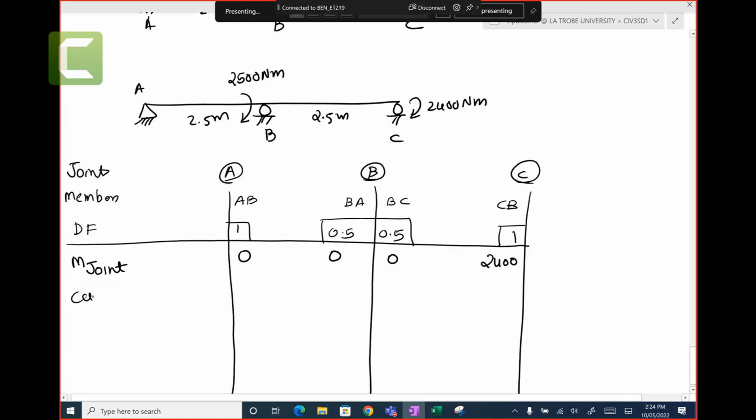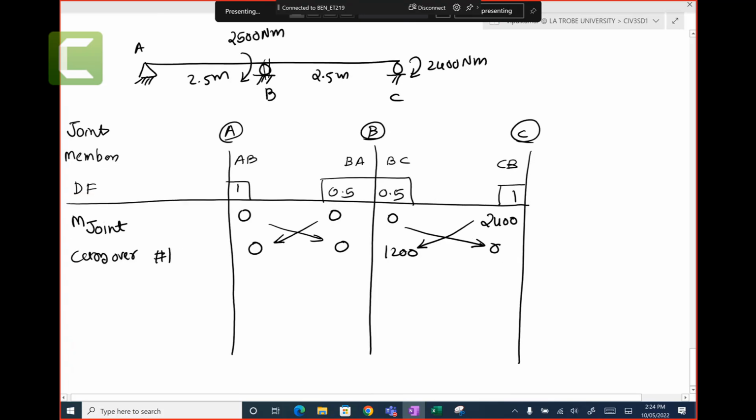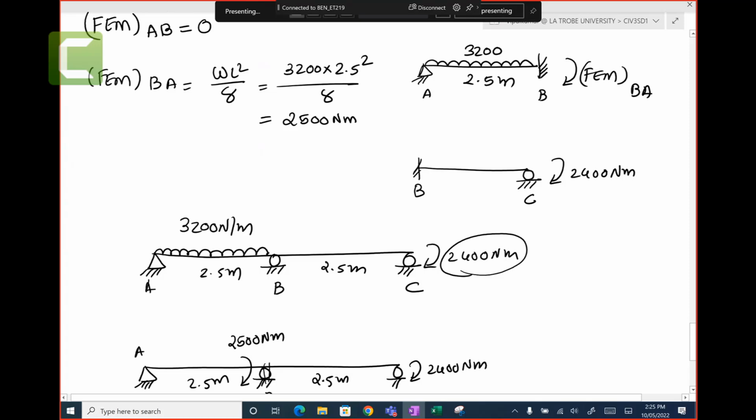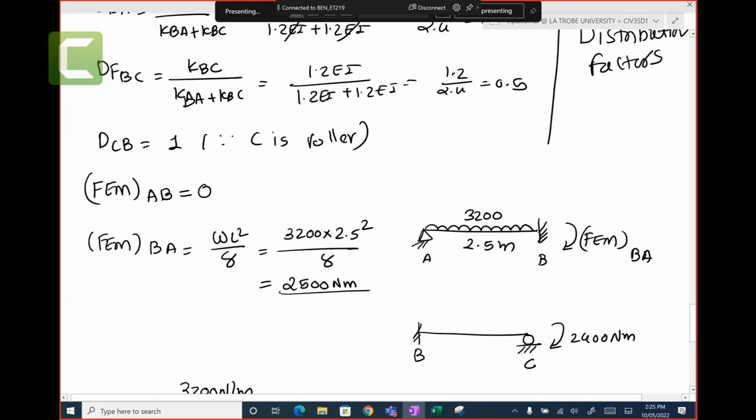And then we do carry over first. So that would be 0, 0. This will go 0. This will become 1200 because all internal supports are fixed. So joint B is fixed. And then we're going to write the fixed end moments. The fixed end moments are 0, 2500, 0, 0. Right? Because we have a fixed end moment for B at 2500.